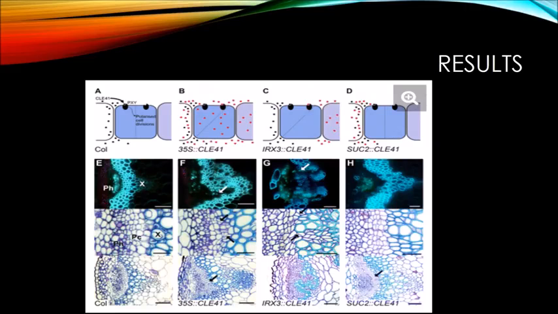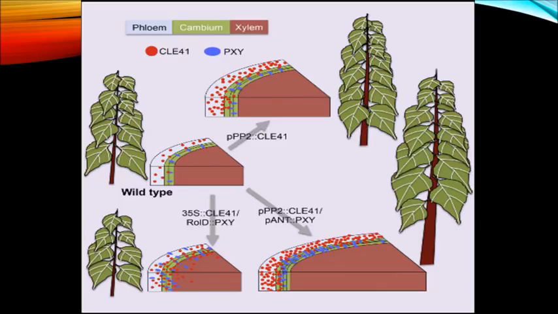Results. The University of Manchester found that using PTT-PXY and PTT-CLE41 genes is the best way to increase tree growth. The pictures on this page and the next one show the different promoters they used to test the experiment. It also shows how the PXY and CLE work to increase cell division.